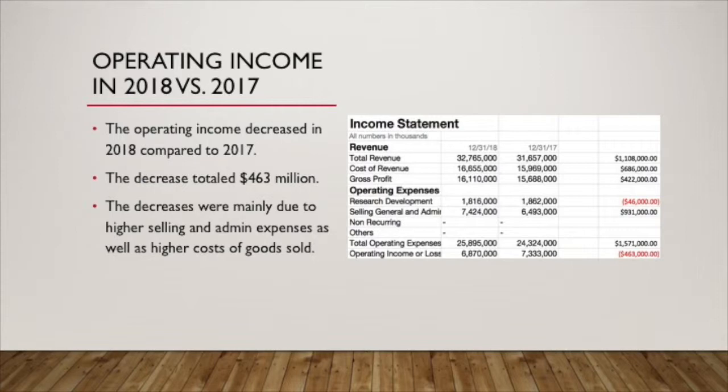The operating income in 2018 versus 2017. The operating income decreased in 2018 compared to 2017. The decrease totaled $463 million. The decreases were mainly due to higher selling and admin expenses as well as higher costs of goods sold. You can see on the income statement snapshot to the right that we have revenues, operating expenses, and total operating income or loss, and you can see the differences there.